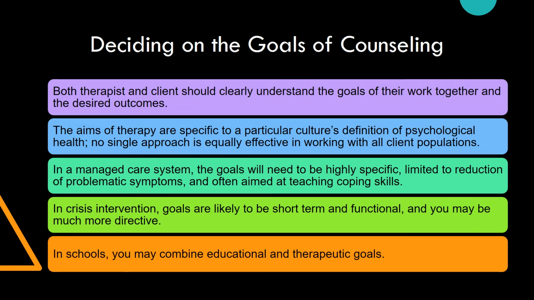In crisis intervention, goals are likely to be short-term and functional, and you may be much more directive. So in a crisis situation, it's largely focused on solution and helping the client in the present moment. So you might be more directive, and depending on your counseling style that can be uncomfortable for some people who prefer to be less directive. And in schools, you may have to combine educational goals and therapeutic goals. So if a child is struggling with their grades, you might incorporate that with the work that you're doing with them on all the other aspects of therapy, socially, emotionally, all of those different things.